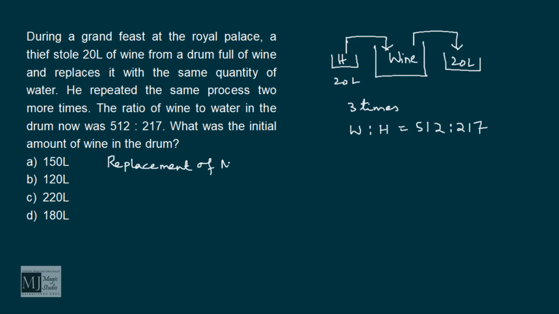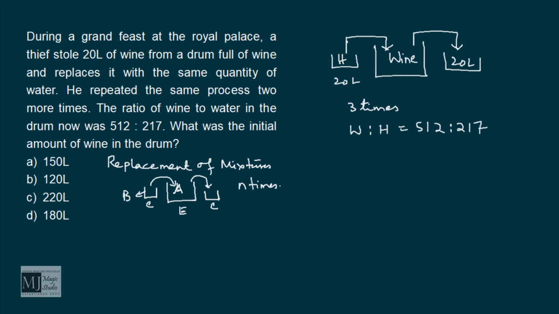In case of replacement of mixtures, suppose our initial is E liters of a drum which contains liquid A full of it, and with the help of a small container C I've taken out A from it, and C volume of liquid B is added to it every time, and this entire process is repeated n times. Now what is the process? Taking out C liters from E and then adding C liters of liquid B to A.